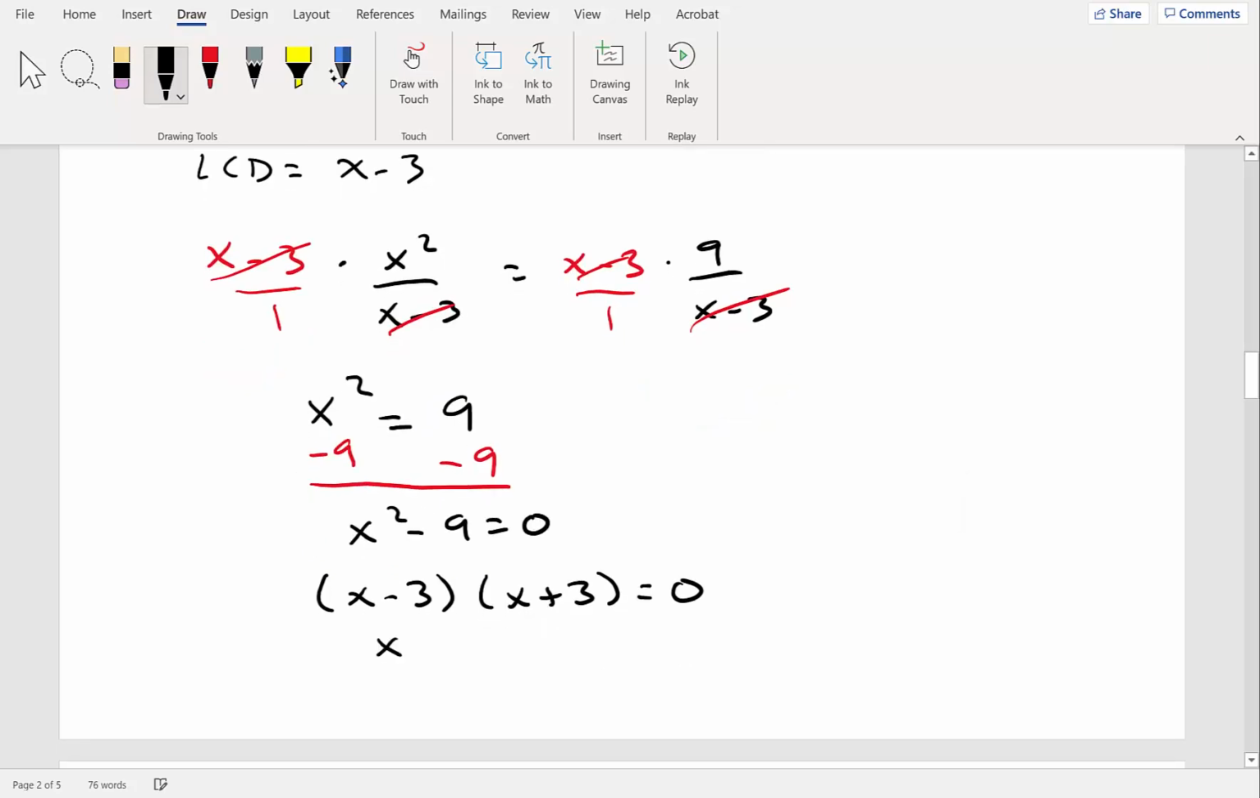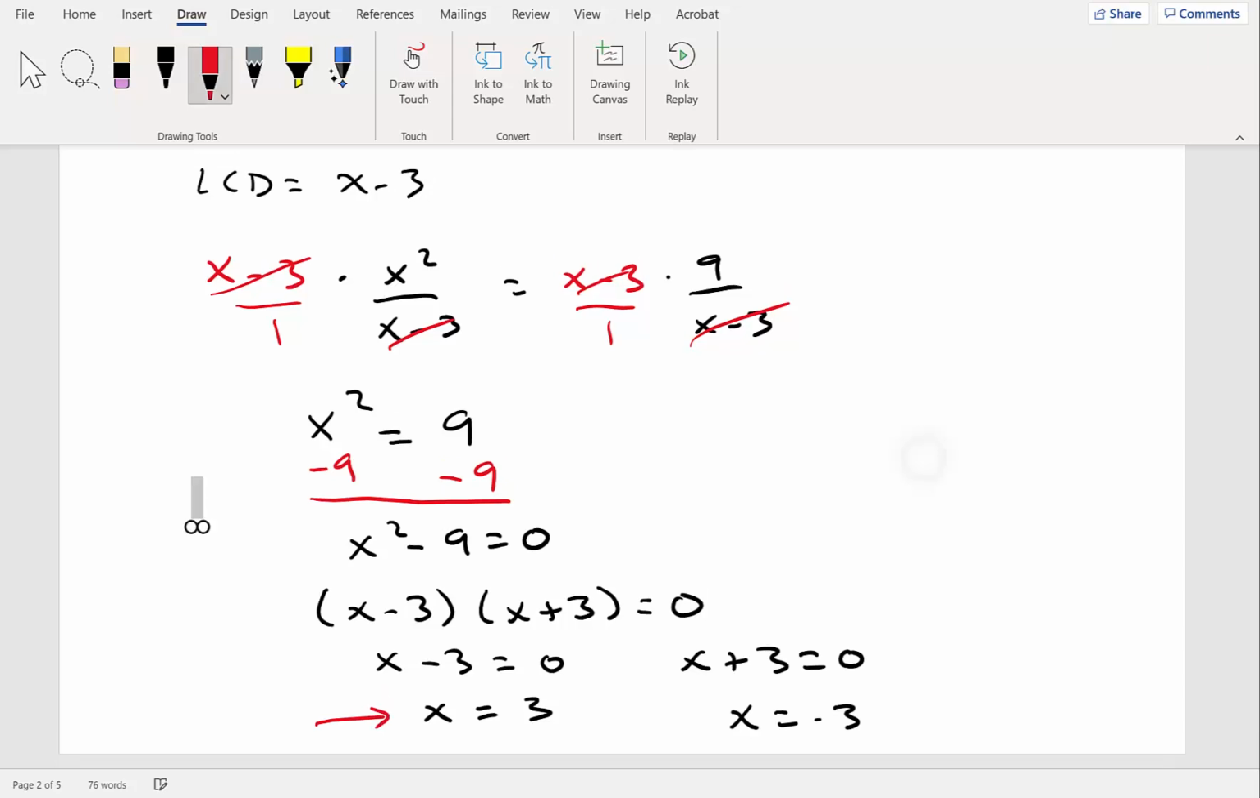Now we go ahead, set each factor equal to 0, and then solve. So for the first equation, I get x is equal to 3. I add 3 to both sides. Second equation, I'm going to subtract 3 from both sides. I get x is equal to negative 3. So this time we get two solutions, but remember, check them, make sure it doesn't give you a 0 in the denominator. Let's take a look at this first one, x equals 3.